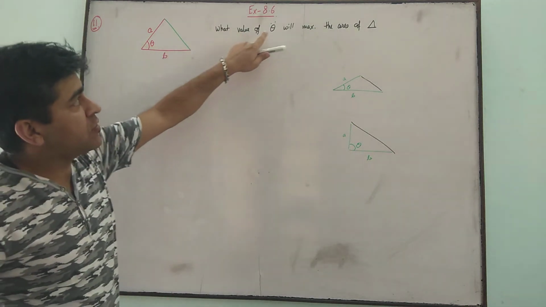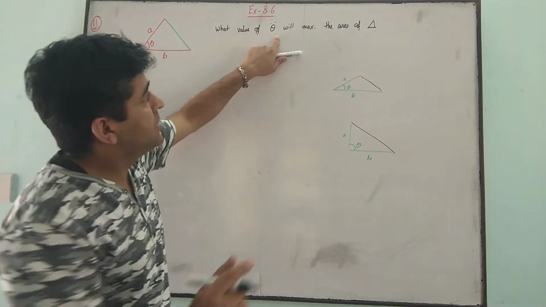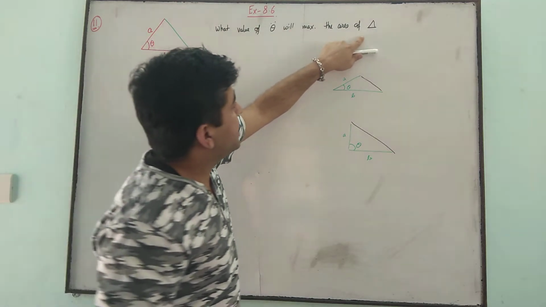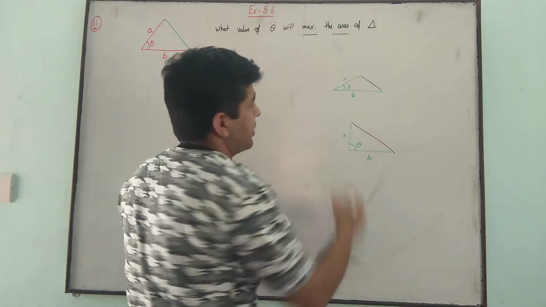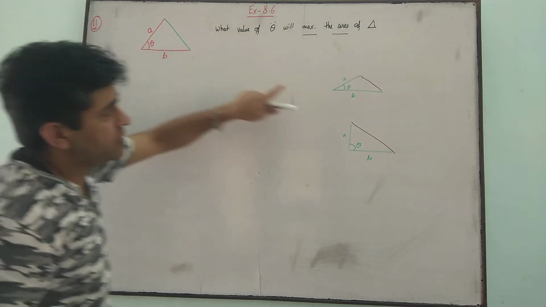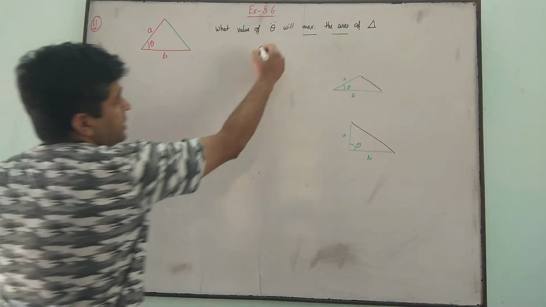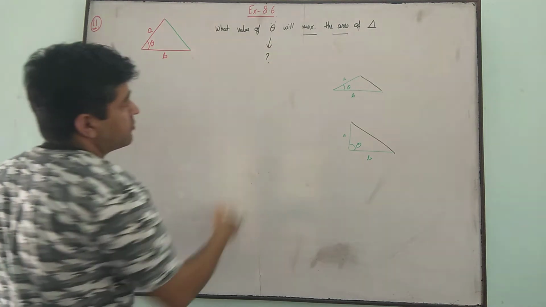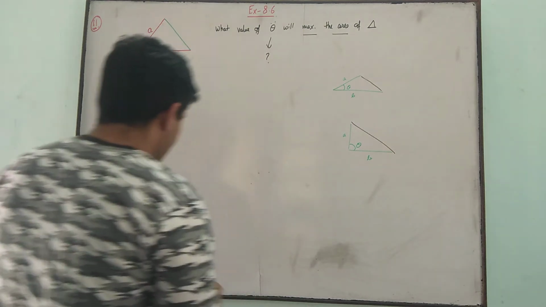Question is: for what value of theta will the triangle have the maximum area? Area of triangle, you can see if theta is variable, then the area of the triangle is also varying. So for what value of theta the triangle will have the maximum area, this you need to find.